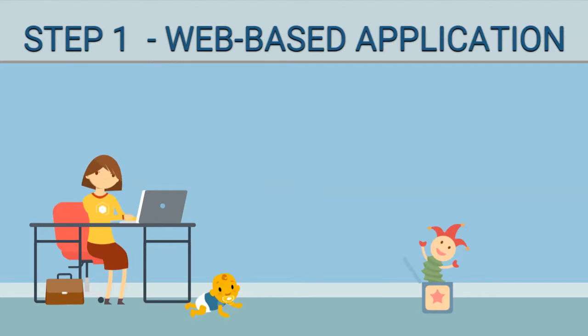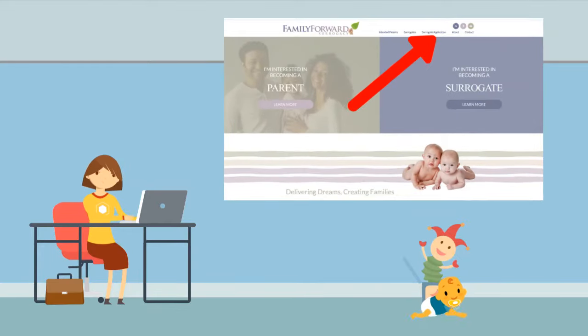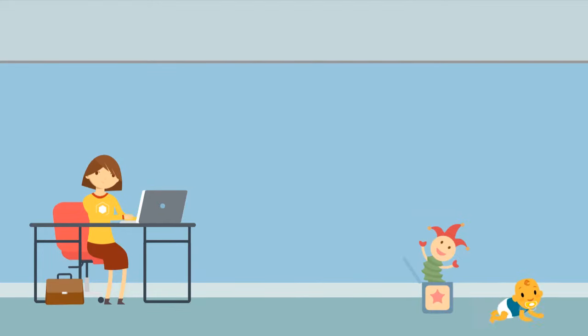Step 1. Web-based application. First, you'll fill out a 3-minute web-based pre-screening application by clicking on the Surrogate Application tab on our website. You'll be notified immediately whether or not you qualify to move forward to the next step.